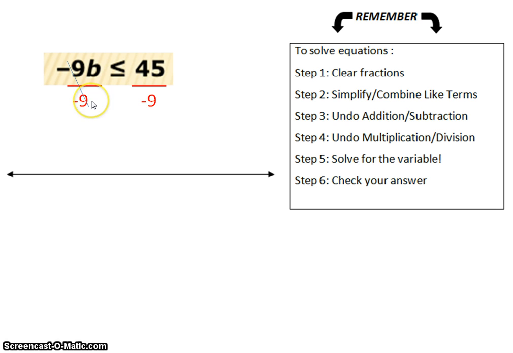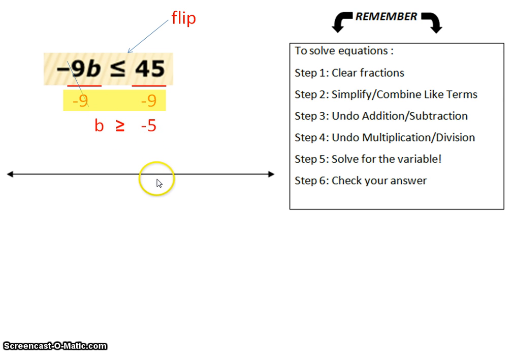These negative 9's will divide out. On the left-hand side, I'll be left with b. On the right-hand side, 45 divided by negative 9 is negative 5. Now, because I divided both sides of the inequality by a negative number, the inequality symbol needs to flip. So, less than or equal to will become greater than or equal to. So my inequality simplified is b is greater than or equal to negative 5.